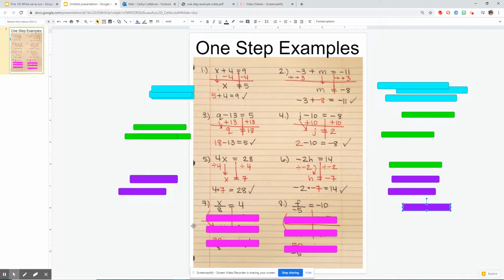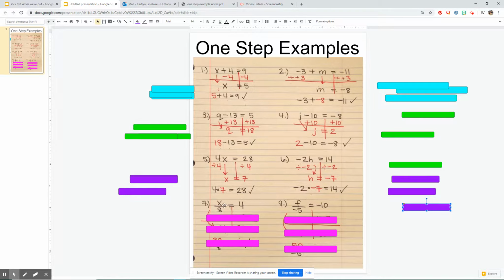Okay, number 7. Now we're on to our division problems. When you see one-step equations, the division ones are going to be written as fractions. You're not going to see it with a division sign. You're going to see it as a fraction. But if it's a fraction, that's just a division problem. And we have to do whatever the opposite of division is, which is multiplication.